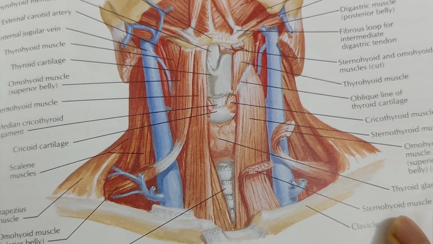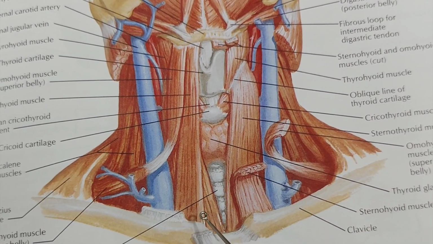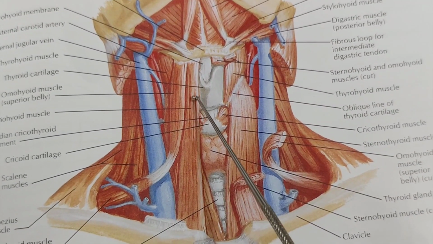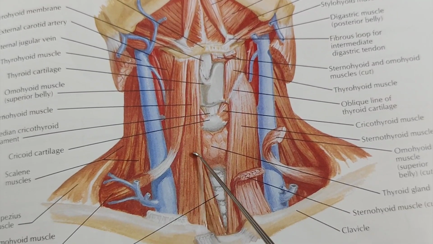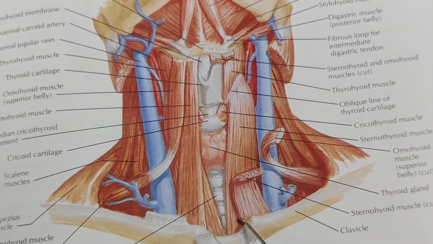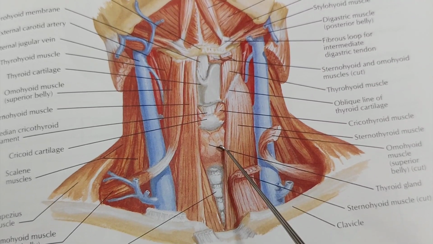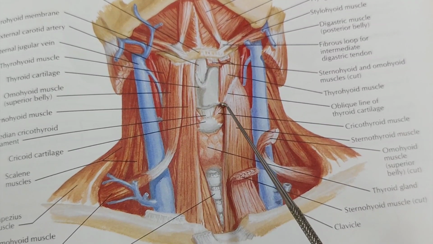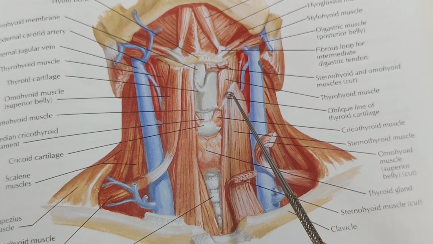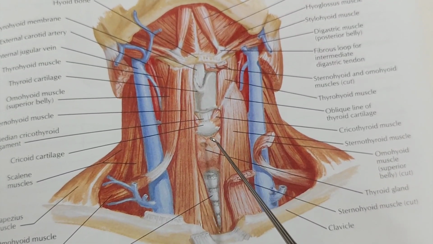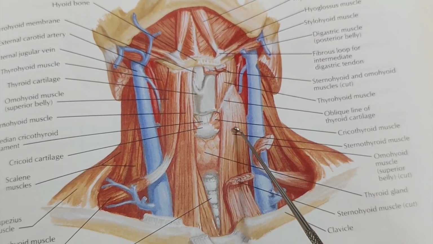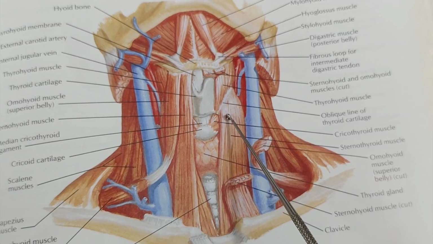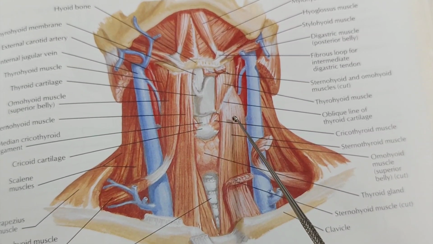Here are the strap muscles of the neck. We see the sternohyoid muscle and the omohyoid muscle. After cutting these two muscles, we see here is the sternothyroid muscle, which lies in front of the lateral lobe of the thyroid, and it is attached in an oblique line in the thyroid cartilage. And the apex of the thyroid lobe is closely related with this sternothyroid muscle.